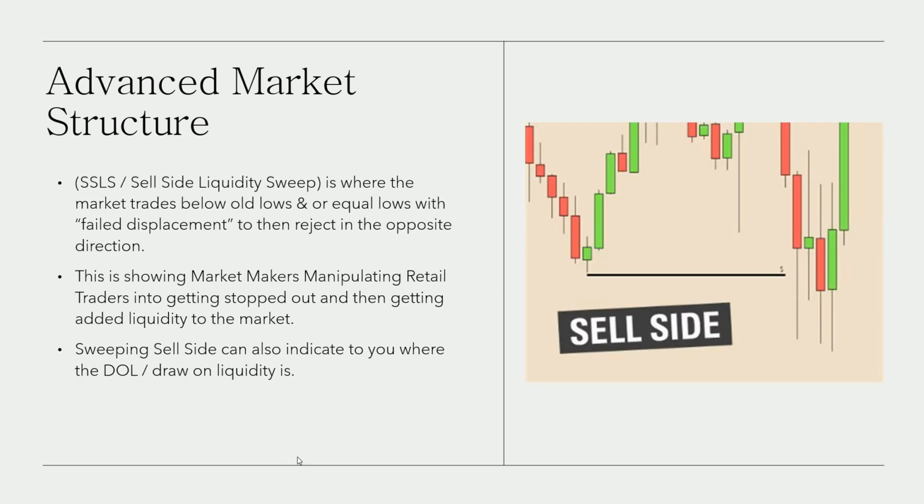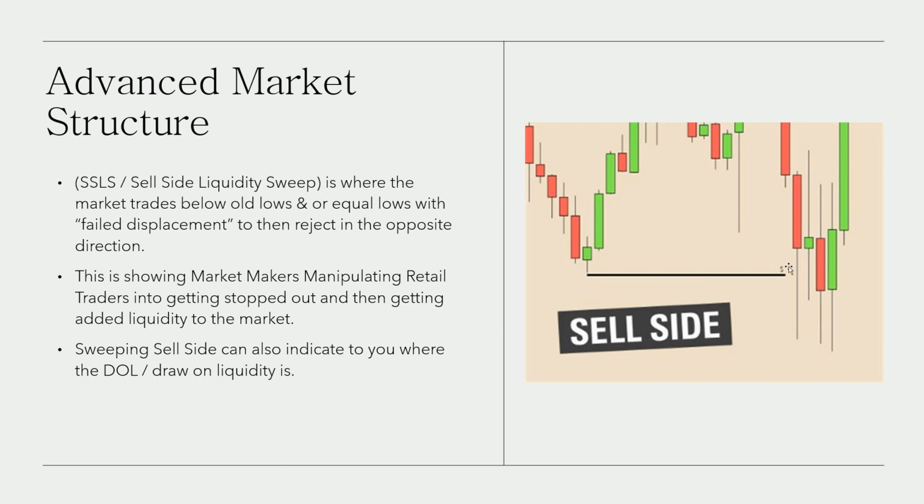Sell side liquidity sweep. So a sell side liquidity sweep, also known as an SLS, is where the market trades below old lows and or equal lows with failed displacement to then reject in the opposite direction. This is showing market makers manipulating retail traders into getting stopped out and then getting added liquidity to the market. Sweeping sell side can also indicate to you where the draw on liquidity is.